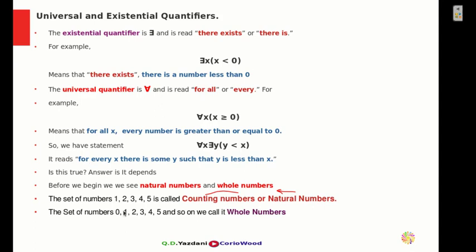The set of numbers 0, 1, 2, 3, 4, 5 and so on, we call whole numbers. So when you see numbers without 0, because your fingers don't have a 0, they're called counting numbers or natural numbers. And if you see the 0, we call them whole numbers because it's including 0.